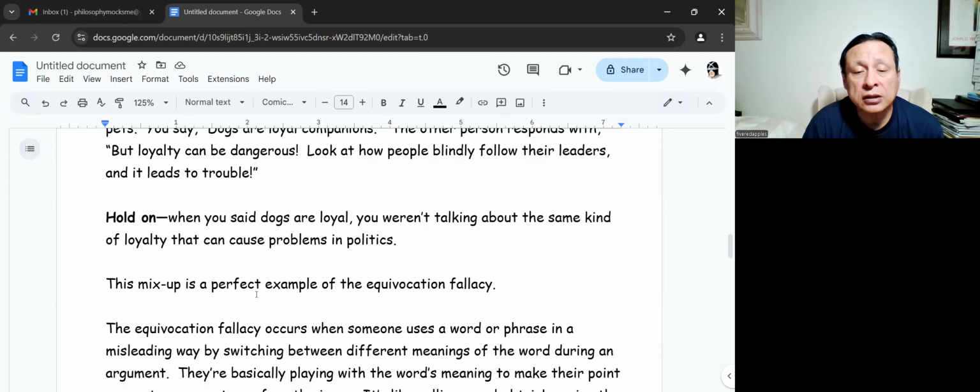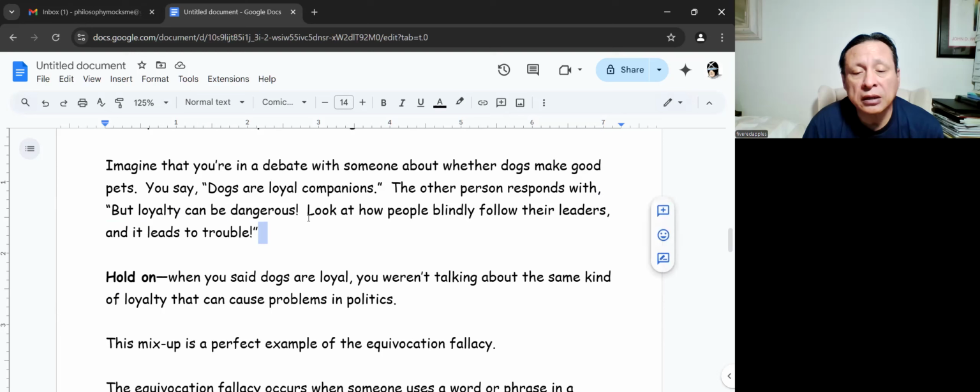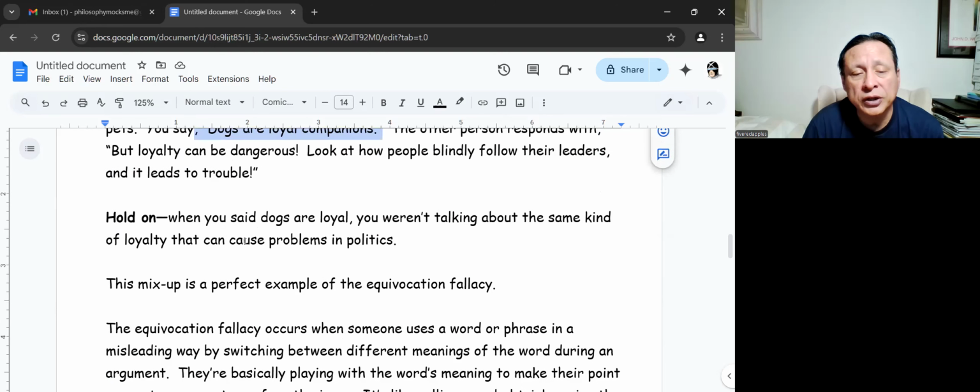And they're right, right? Some people have a loyalty to the degree where they just do whatever their leaders say, and sometimes their leaders are bad leaders, or they lead them to terrible things. And so there's nothing wrong with this statement. It's wrong in this argument because it's a different kind of loyalty. So here's the response and here's the explanation. It says, hold on.